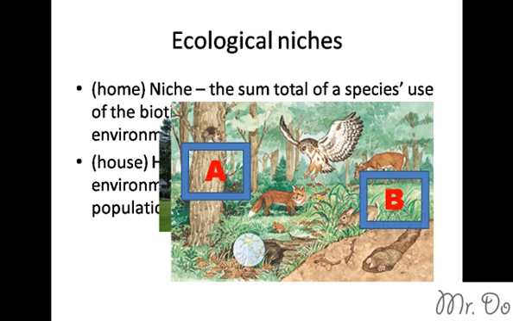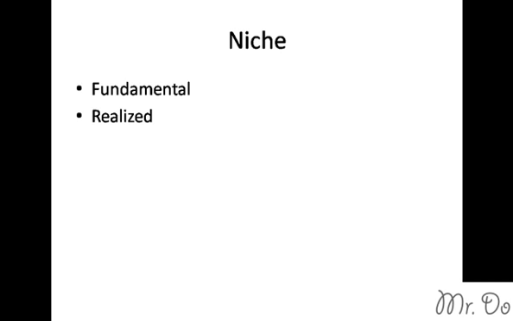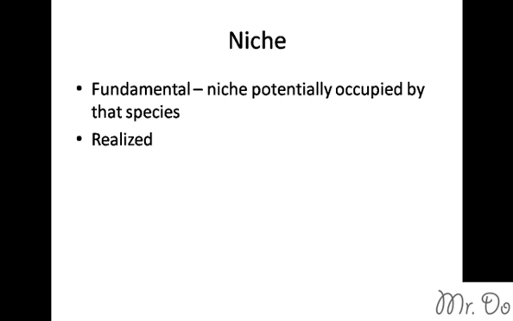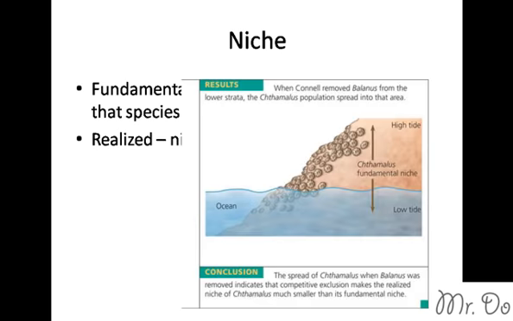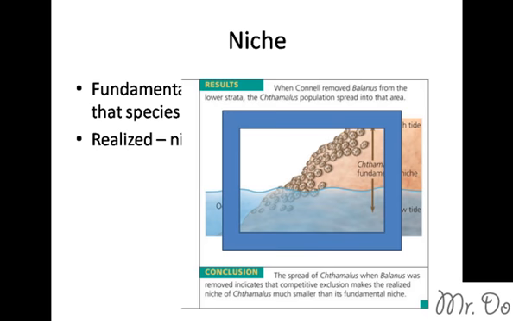Now there are 2 types of niche. One is called the fundamental niche, the other one is the realized niche. Fundamental niche is a niche potentially occupied by that species, whereas the realized niche is the niche that it actually occupies. For example, here we have a habitat of an oyster that lives in the ocean, and it also lives on the sand area as well. So this whole habitat itself is the fundamental niche that the oyster occupies.